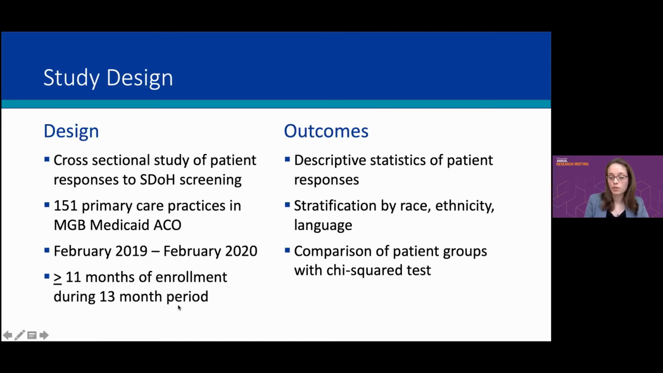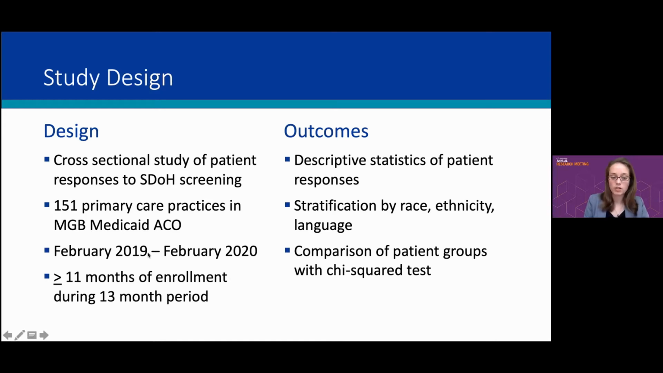social need. This was a cross-sectional study of patient responses to SDOH screening and included 151 primary care practices in the MGB Medicaid ACO. As Brandy mentioned, this took place between February 2019 and February 2020. And we chose that date range for our study because it was about a year after the screening launched for our Medicaid ACO. So we felt that by this point, it would have been well implemented and at kind of a steady state in our practices. But before COVID-19, where there were several changes to primary care operations and screening.